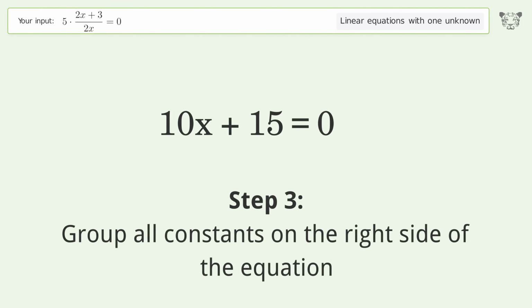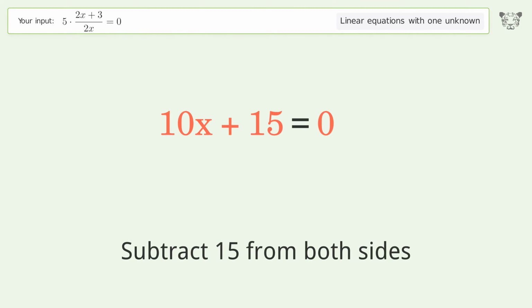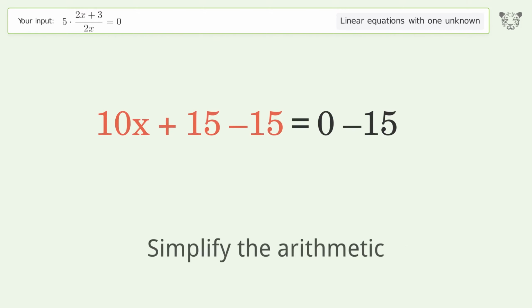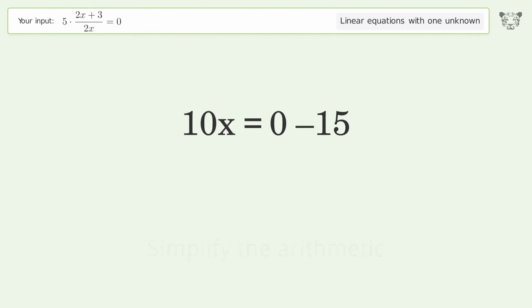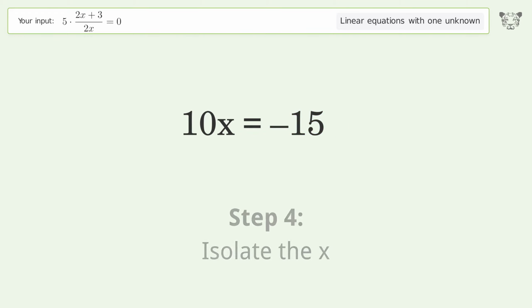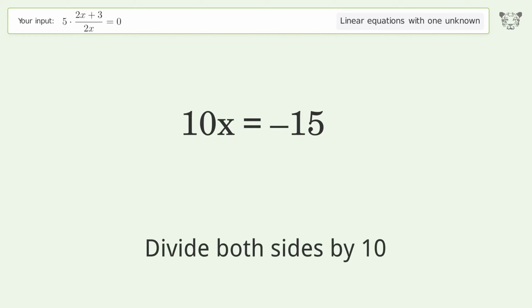Group all constants on the right side of the equation. Subtract 15 from both sides. Simplify the arithmetic. Isolate the x. Divide both sides by 10.